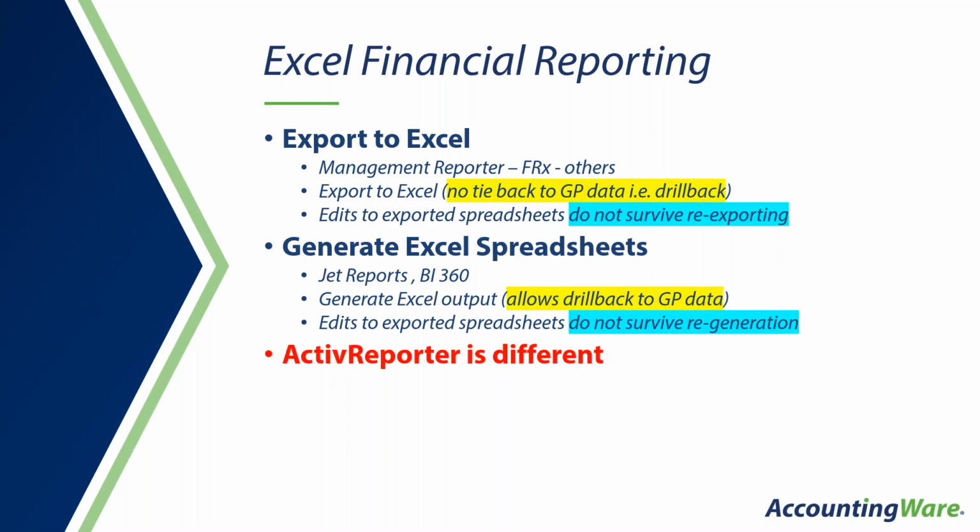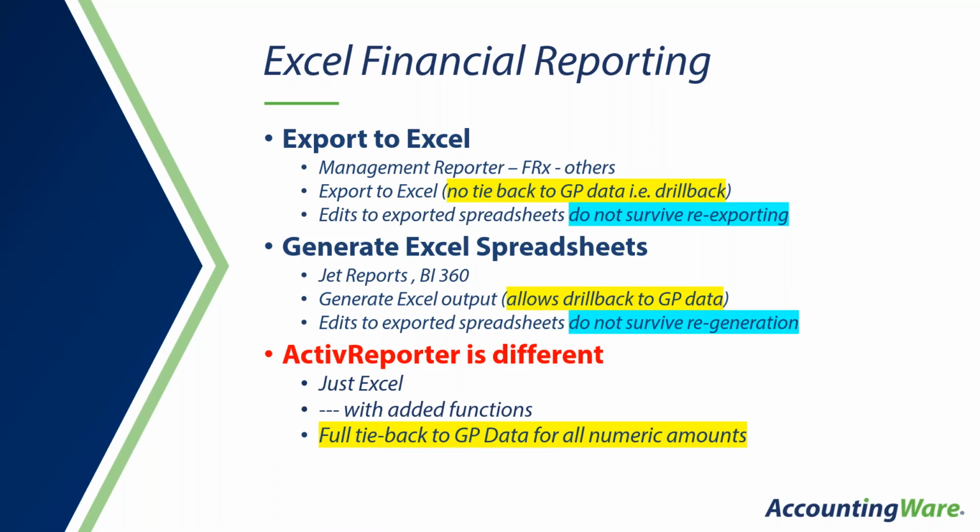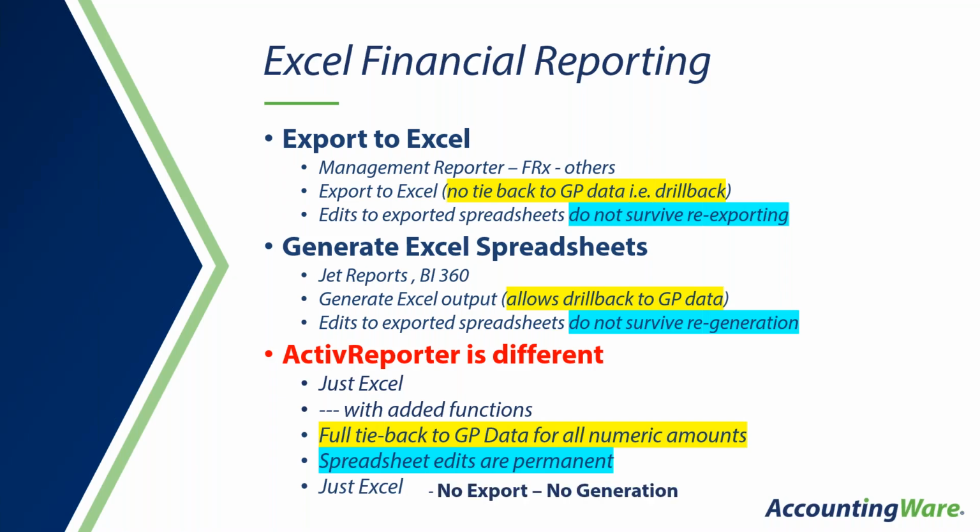Well, I point these out because ActivReporter is different. ActivReporter is just Excel. It is just Excel with some added functions that reach into your Dynamics GP database, pull information out of that database, and put it onto a spreadsheet. And with that, we also allow full tie back to the Dynamics GP data for all your numeric amounts. You can drill down to the detail. We also note that any time you edit those spreadsheets, those edits are permanent because we do not regenerate or re-export to Excel. You're working in the final product at all times. ActivReporter is just Excel. No export, no generation. It's just Excel with functions that reach into your Dynamics GP database and pull that data out and put it onto a spreadsheet.